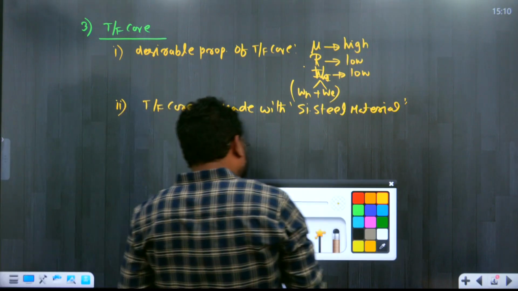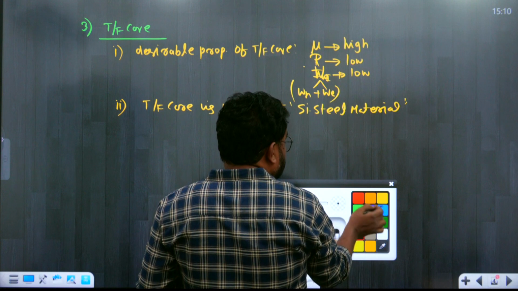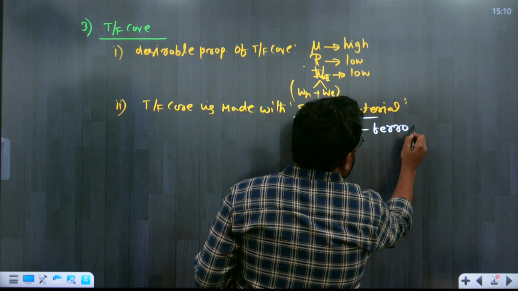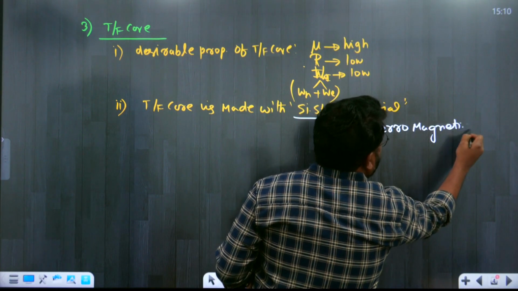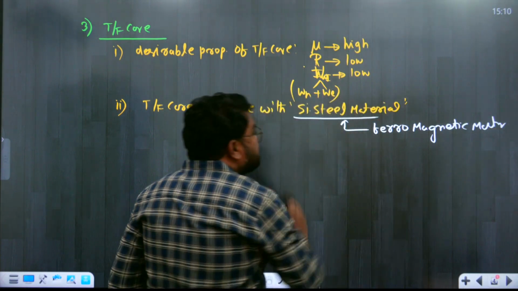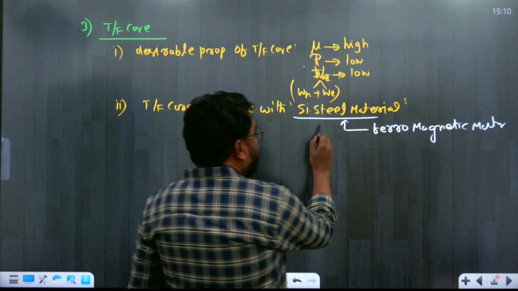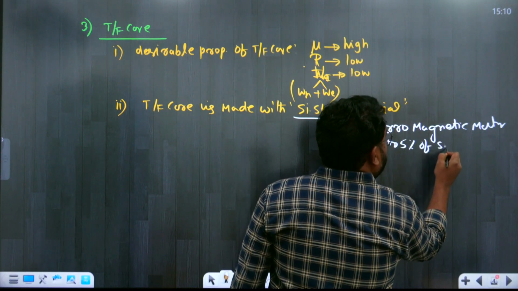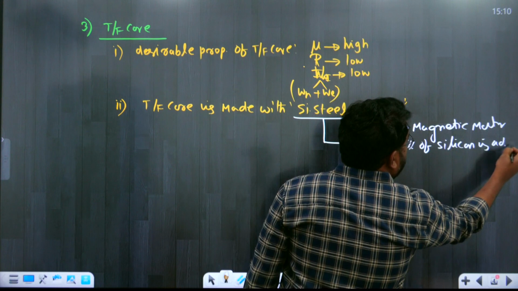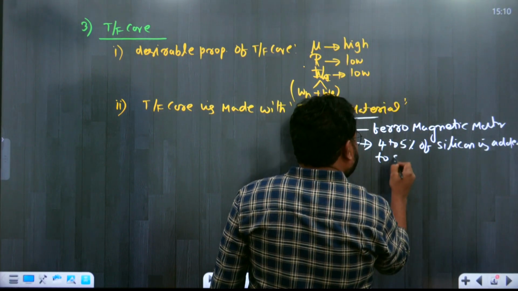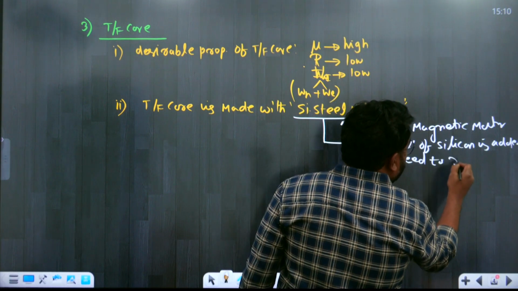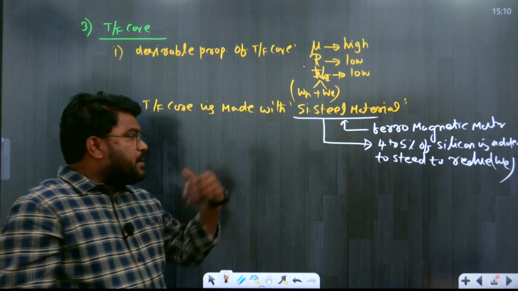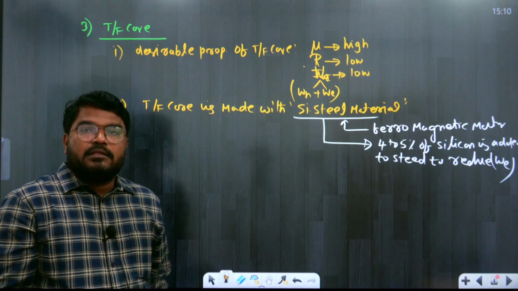So here we have one more question: the silicon material. This is a ferromagnetic material. And how much percent of silicon is added to the steel material? 4 to 5% of silicon is added to the steel material to reduce the eddy current losses of the transformer core. So if more than 5% of silicon is added to the steel material, then what will happen?